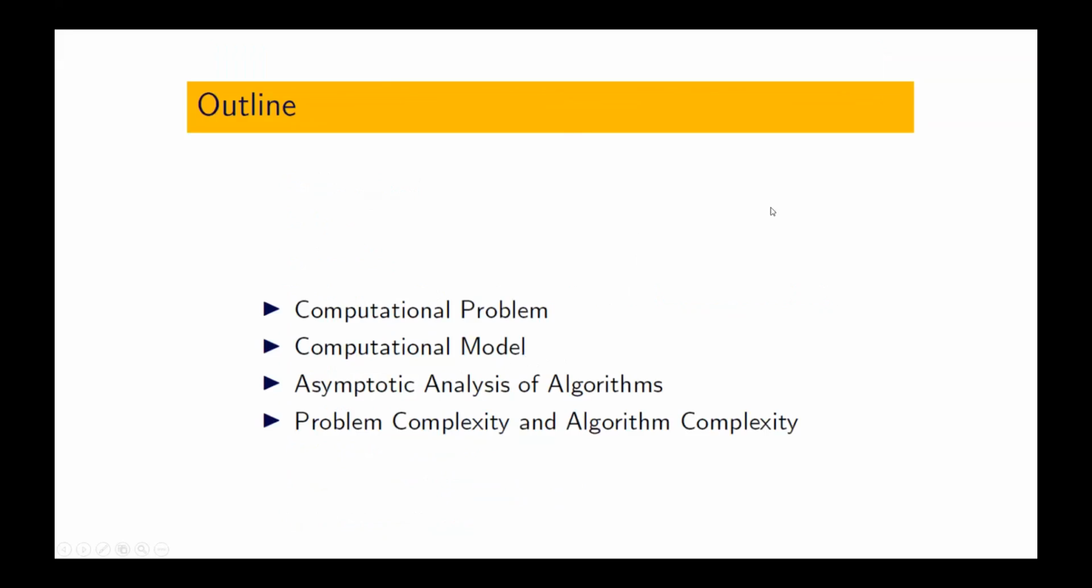Initially, in order to completely understand any algorithms course or textbook, first we need to understand what a computational problem means, what the computational model used for analyzing algorithms is, what asymptotic analysis of algorithms is, and what the difference is between problem complexity and algorithm complexity. These are like the ABCDs of the course. We will try to understand what a computational problem means.